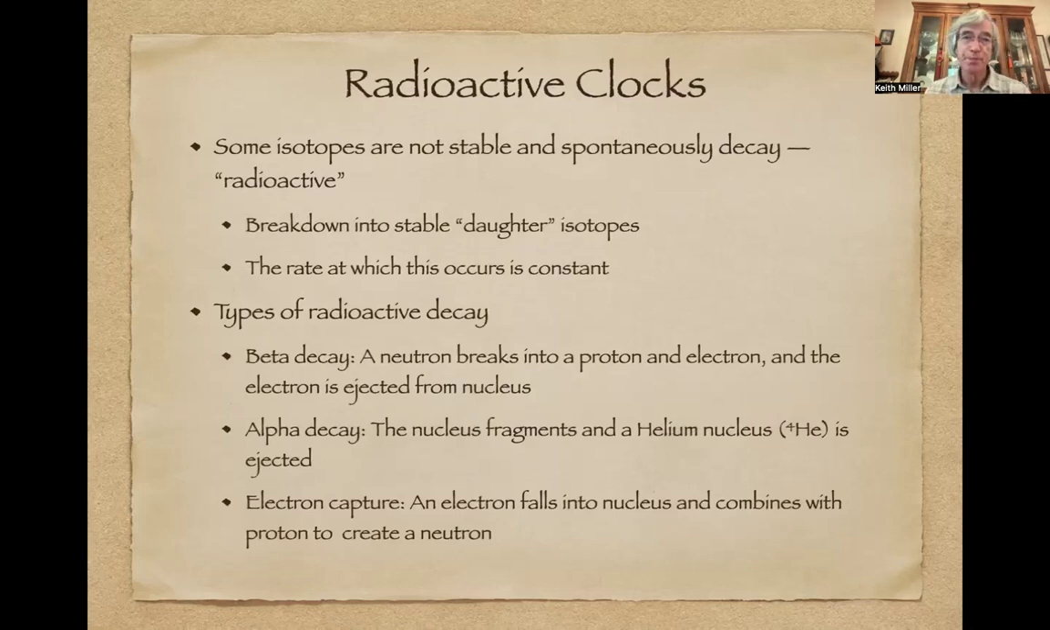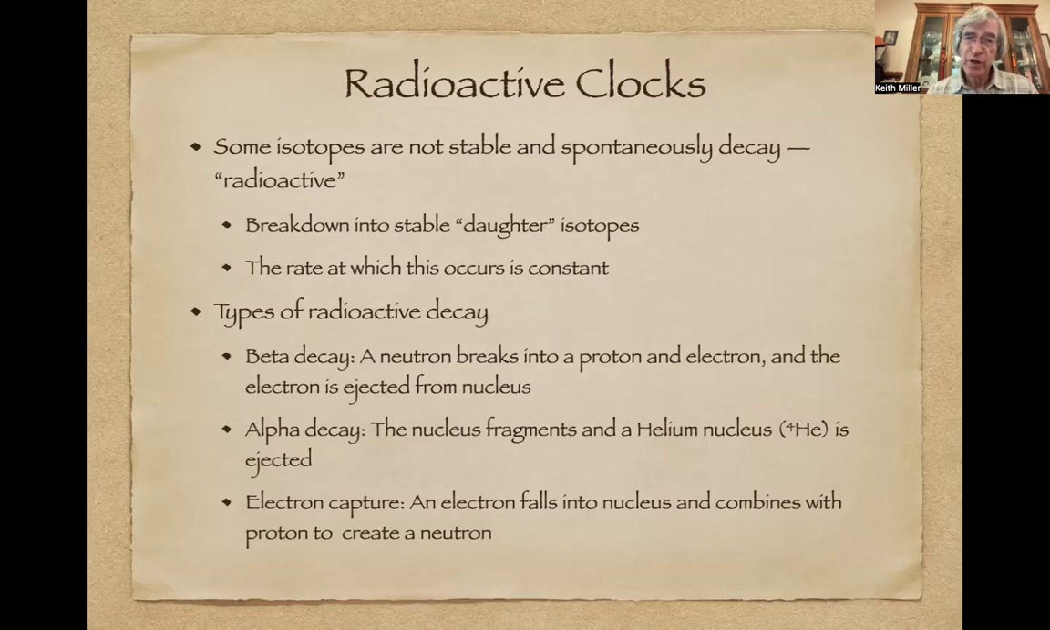Okay, so how does this work? Some isotopes are not stable. These are called radioactive isotopes, and they spontaneously decay. Often it's with a series of steps, in some cases just one, but often it's multiple steps. The radioactive isotope may decay to a couple of other radioactive isotopes, but eventually it decays to what's called a daughter isotope, which is stable and is not radioactive. And the rate at which this happens is constant.